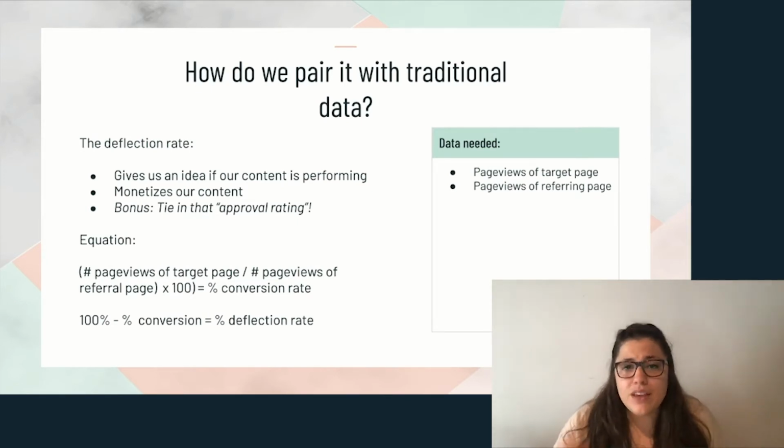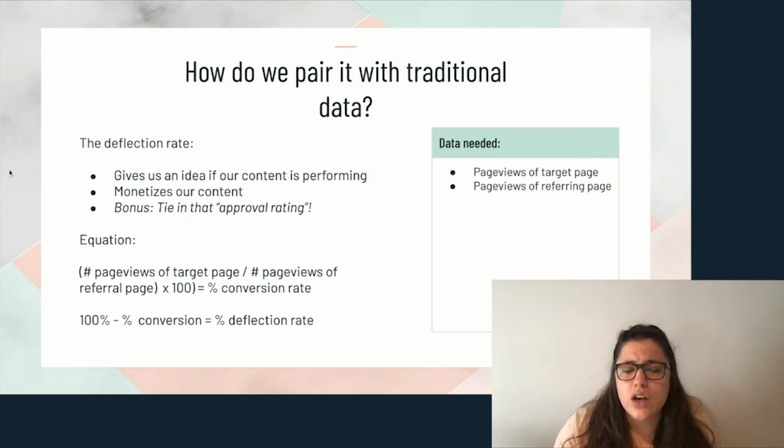And so for this data point, we use page views on the target page, so the page where the drop-offs are happening, and page views of the referring page, so the page where the user is before they drop off. And this stat is very analytics heavy, but in reality, it's really important to talk about this in a feedback talk because you get more context from these numbers when you pair it with feedback.